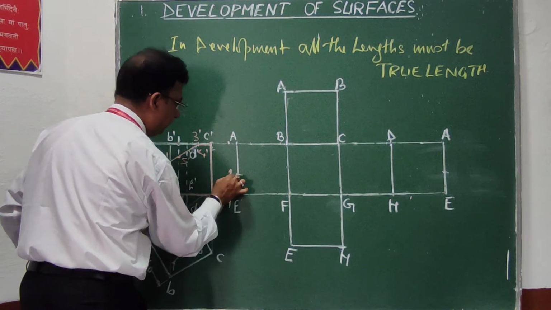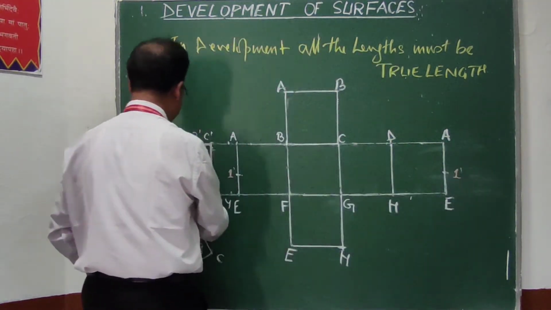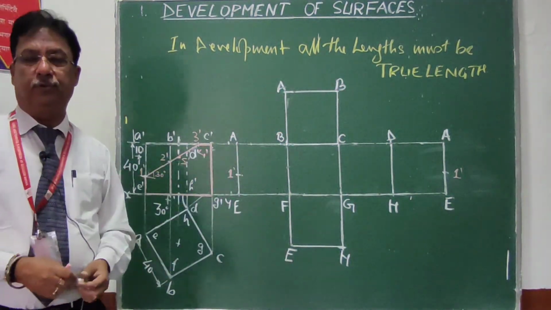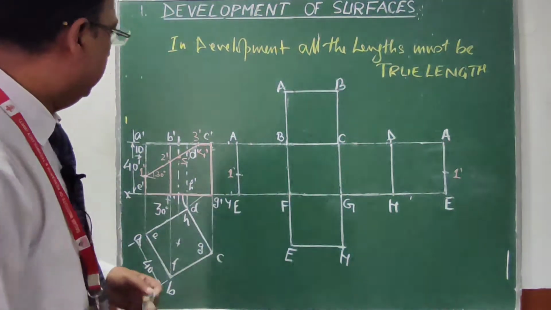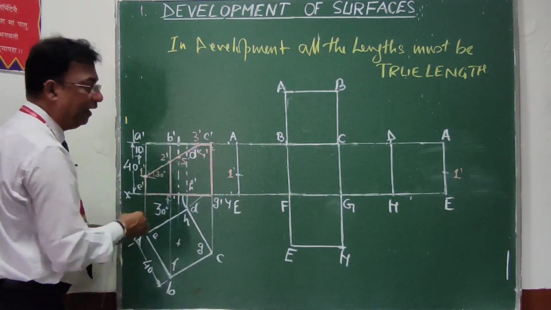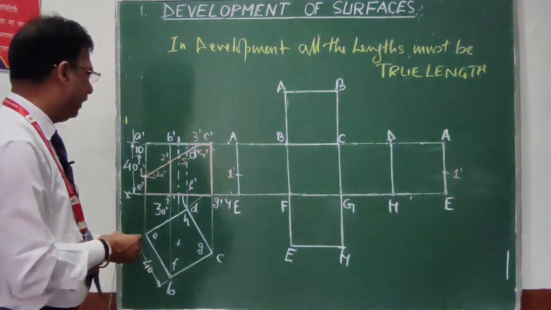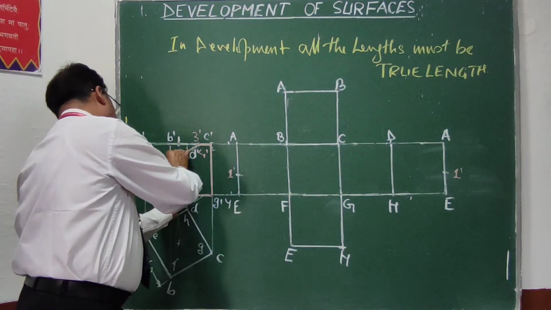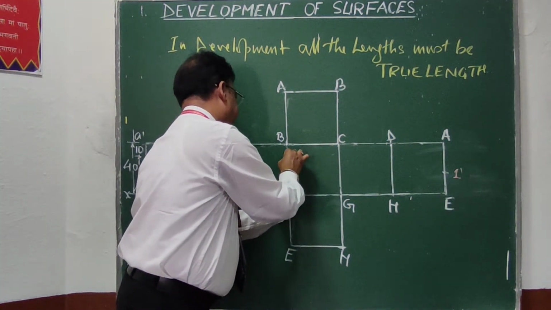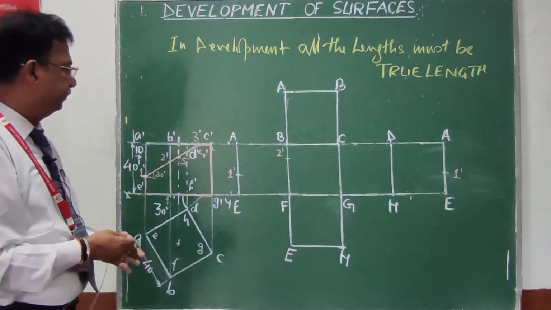You can use arcs as I am doing, or you can just move parallel. With the help of drafter or roller scale, you can move parallel and you can get both those 1 dash points. Now for the second point, again 2 dash, that will be on the B dash F dash line, and in the development that will be on this capital BF line. This length will be true length, so I am picking from here this length and going to mark on this. So that is the point 2 dash.